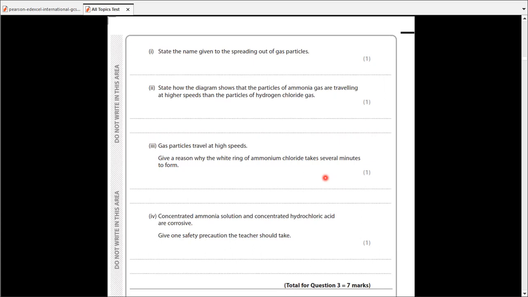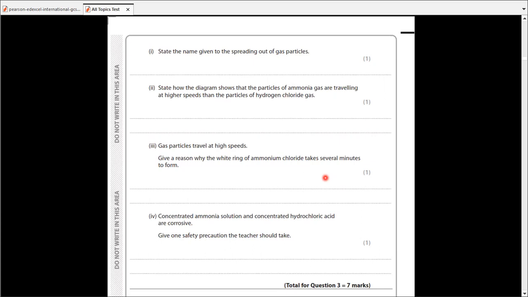Actually, both the gases are reactive enough to do the reaction in a fraction of a second or a couple of seconds, but it takes several minutes. In several minutes. So it mentions the gas particles travel at high speed. So would that mean it takes longer to reach the ring? Right. And why does it take longer? That's what he wants to ask.